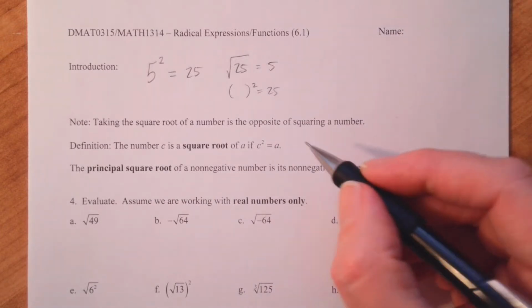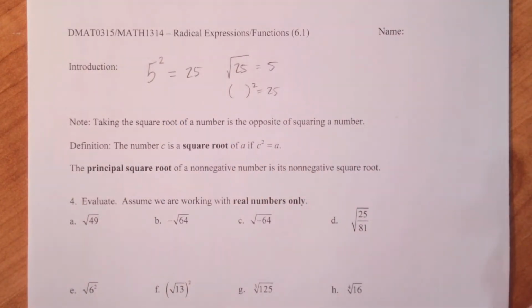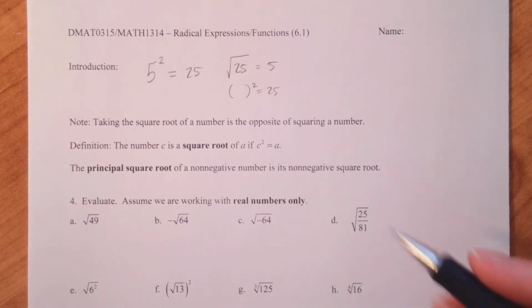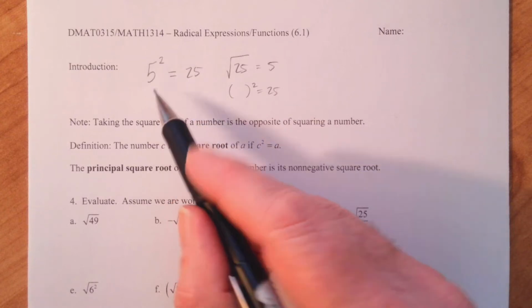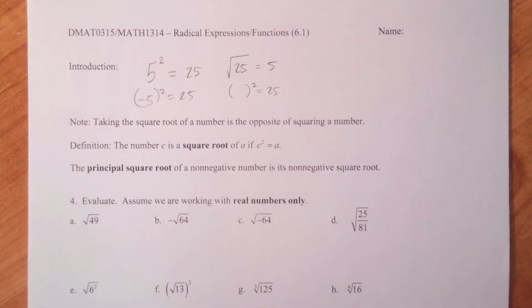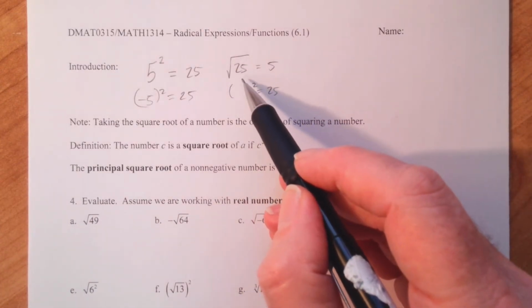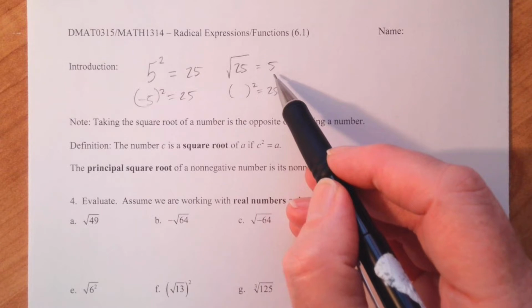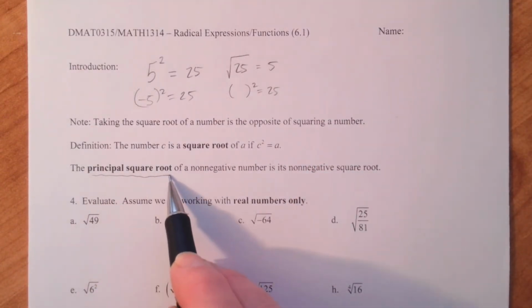The other thing I want to mention here is it's also true that negative 5, when you square it, you get 25. And so 5 and negative 5 are actually square roots of 25. But when we use this symbol, we actually limit ourselves to just the positive case. And so we call this the principal square root.